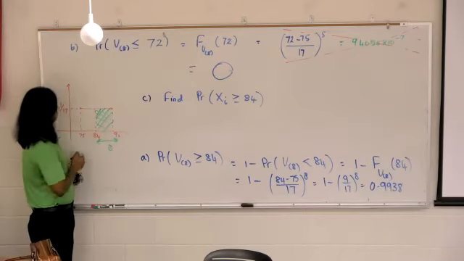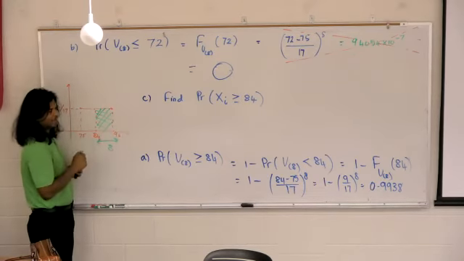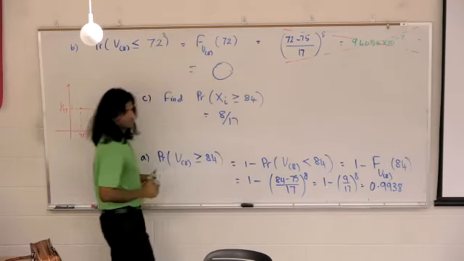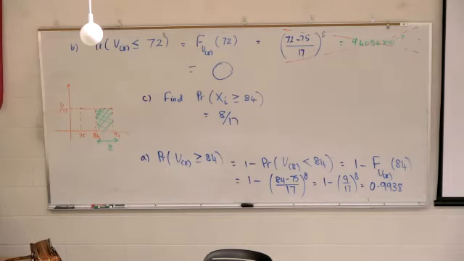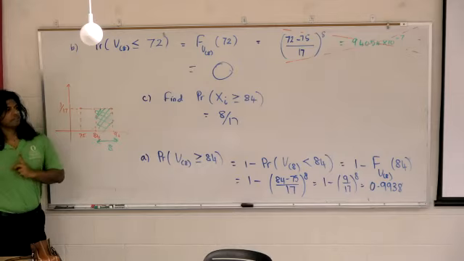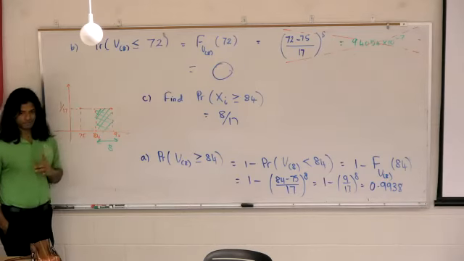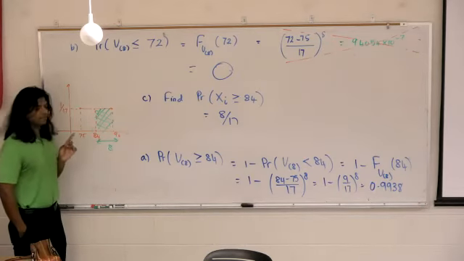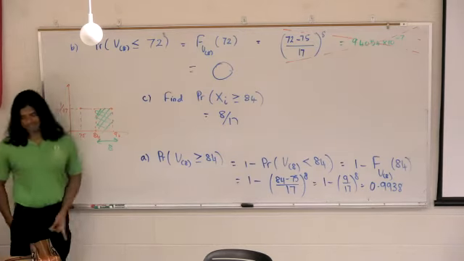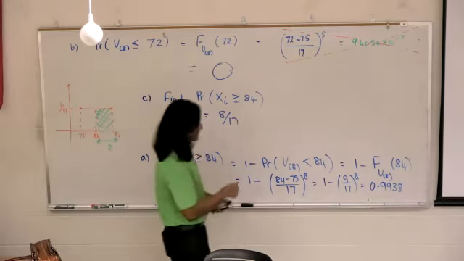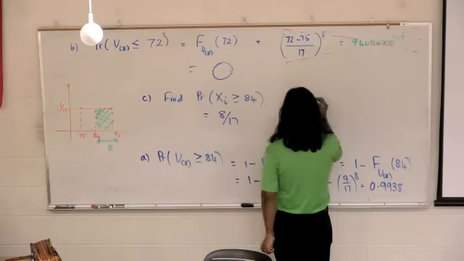8 over 17, the area of the triangle. Yes, if you pick one student. If you pick one arbitrary student and their score is greater than or equal to 84, that is 8 over 17. Another problem. I want you to see the differences between each case.